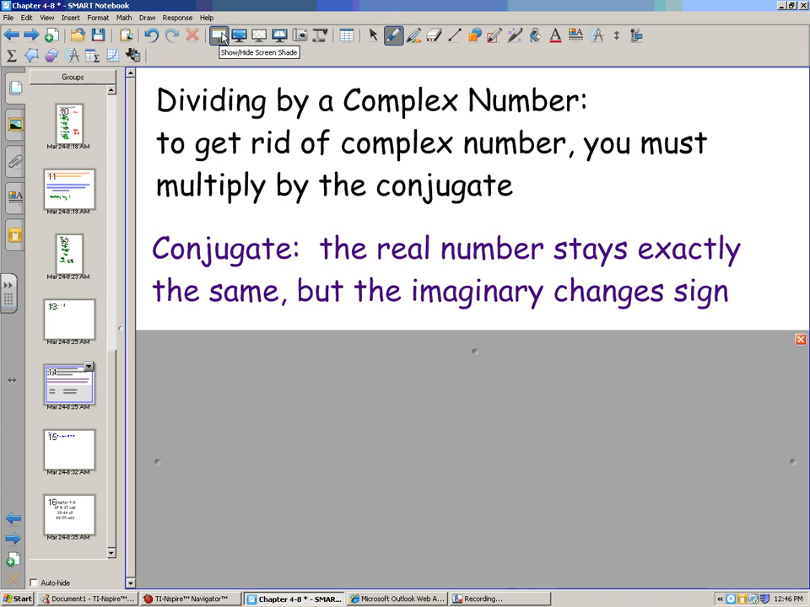When dividing by a complex number, you have to get rid of the complex number. You have to multiply by its conjugate. What's a conjugate? A conjugate is the real number, which stays exactly the same, but the imaginary sign changes. I'll give you guys a minute to copy that down.